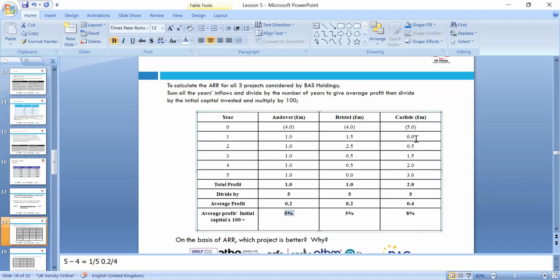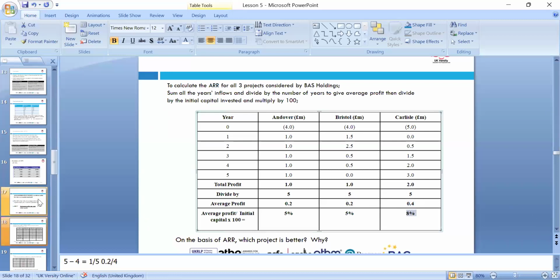In the third project, which is Carlisle, we're investing 5 million. That project requires 0.5 million. We are getting in year one 1.5, year two 2, and year three 3. So, adding them up, that's 2, 2, 4, and 3 is 7 million we are getting. 5 million we invest. So 7 minus 5 is 2 million, our profit, but that profit came in 5 years. Divided by 5, the average is 0.4, and 0.4 divided by 5 times 100. So we are getting 5% our average profit a year.